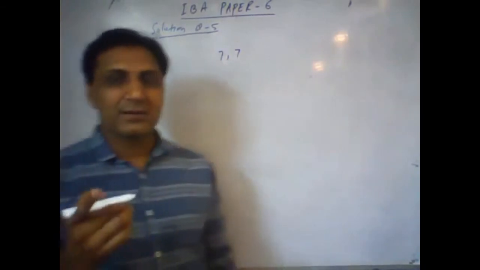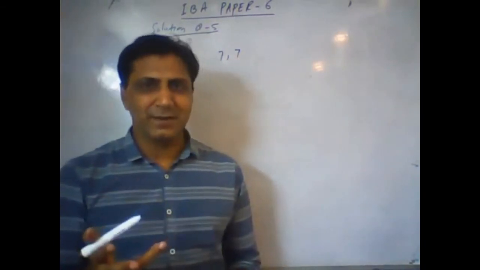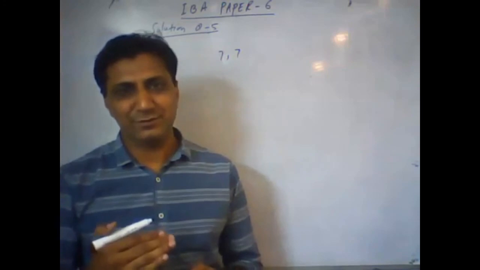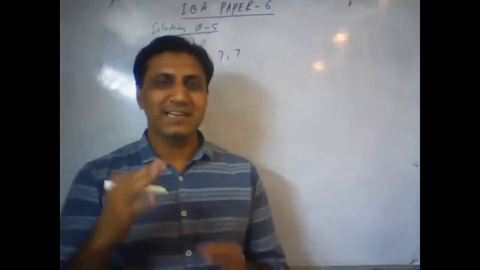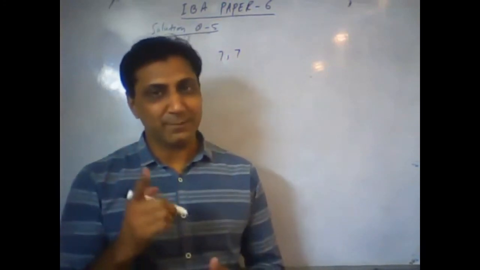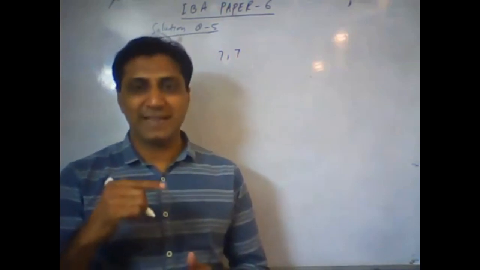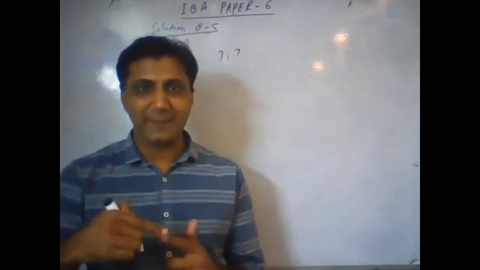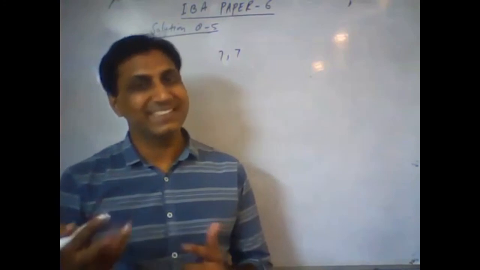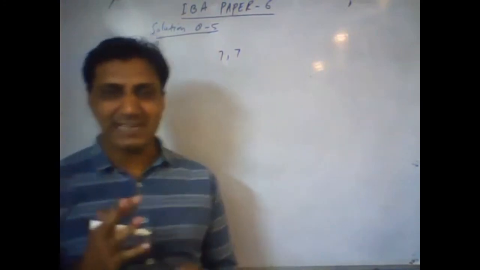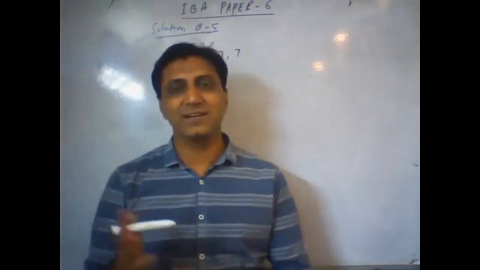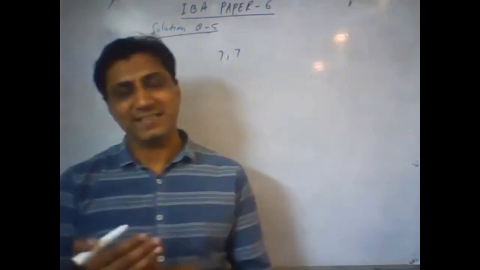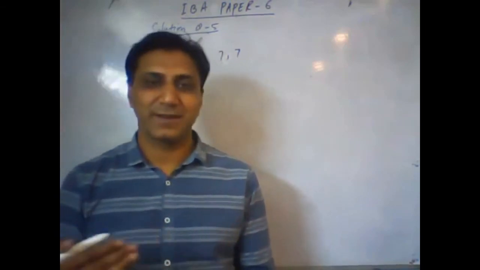There can be 3 7s, but we need the least possible value. So we'll take the other 2 values as the least values. Because the numbers are positive integers, we'll take from 1 onward. 0 is not a positive integer, neither is it negative. Whenever he says positive integers, you will consider 1, 2, 3, 4, and when he says negative integers, you will consider minus 1, minus 2, minus 3.